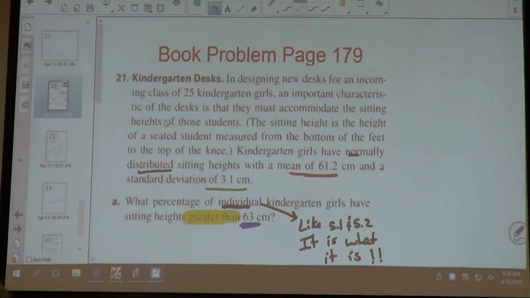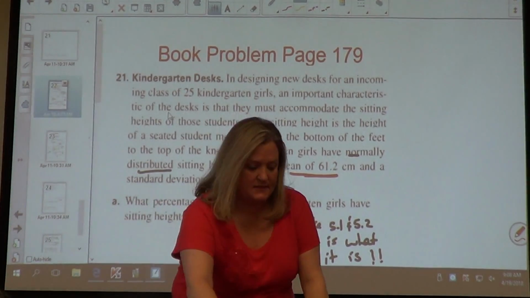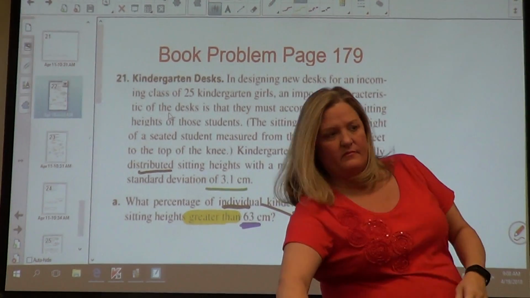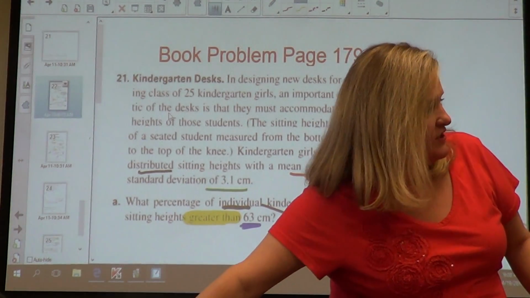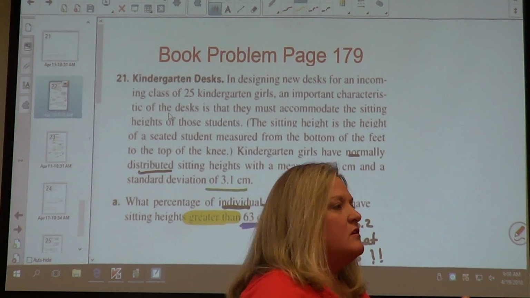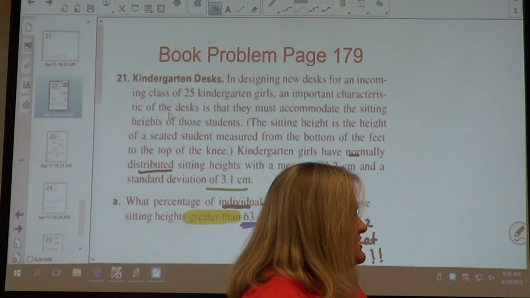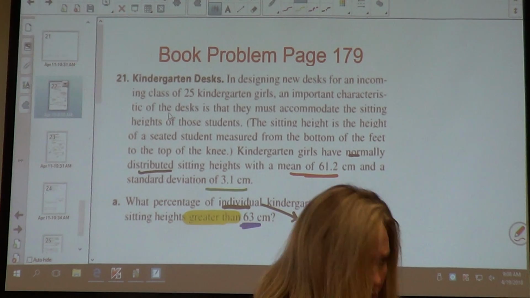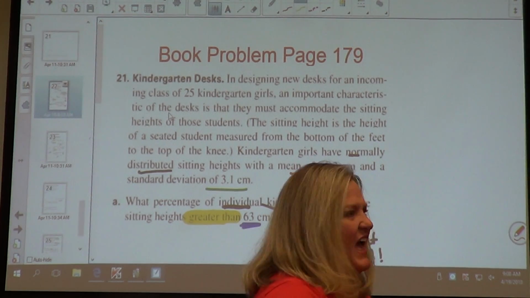Oh, I love this problem. Kindergarten desk. If you go into a kindergarten classroom and you sit in one of these desk chairs, you feel like your knees are in your mouth. But when you sit in one of these, whoever makes them has to do statistical data.